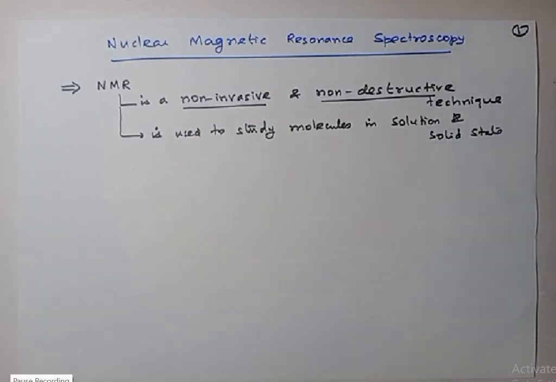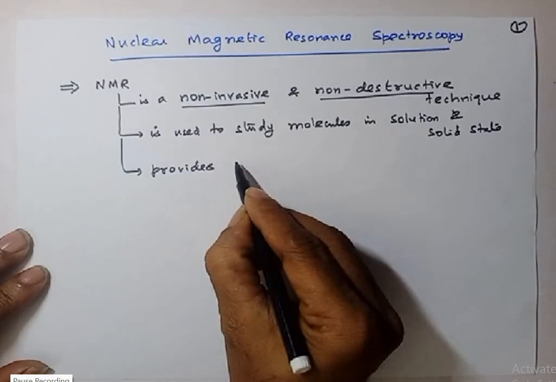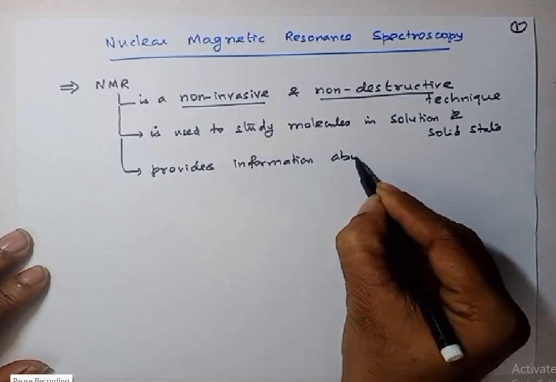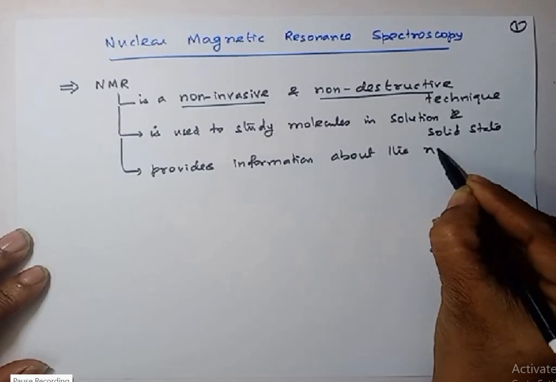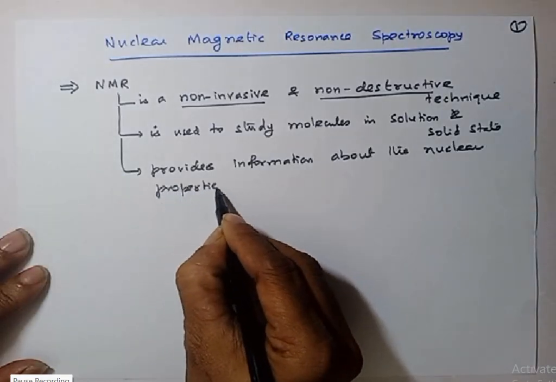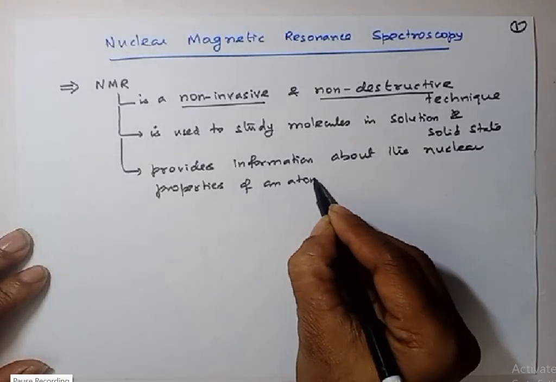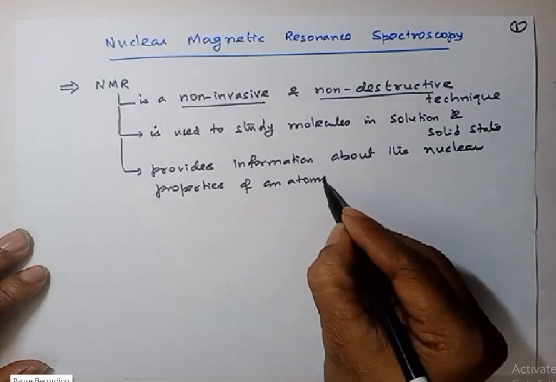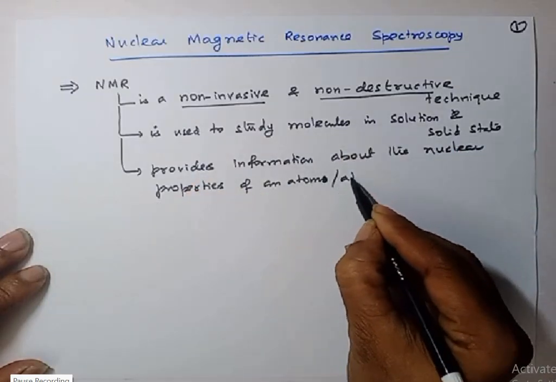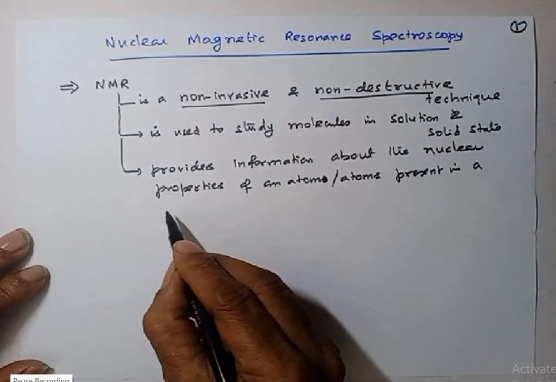NMR provides information about the nuclear properties of an atom or atoms present in a molecule or a sample.